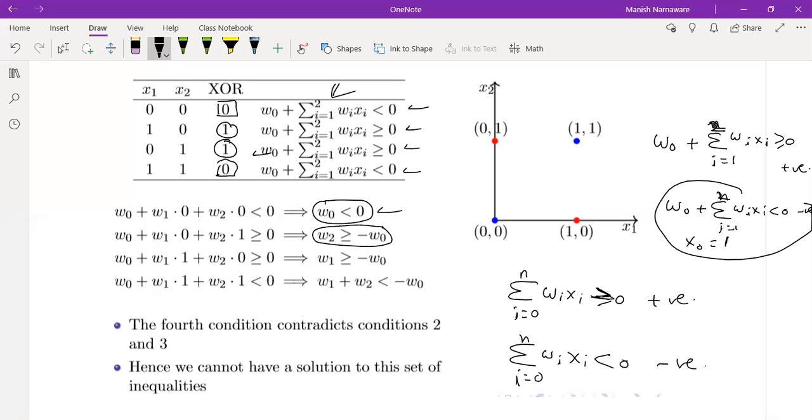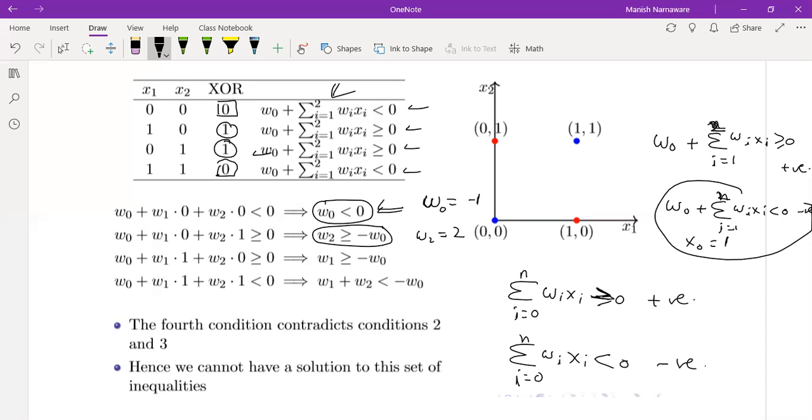So the first equation is very much satisfiable. We can choose any value of w0 which is less than 0. Suppose we select w0 as -1. The first condition is satisfied. Then the second condition, w2 should be greater than or equal to minus w0. So let w2 be 2. So 2 is greater than 1, minus of minus 1. Okay, so that is also satisfiable.